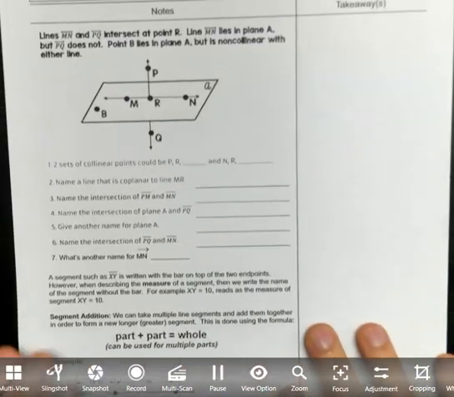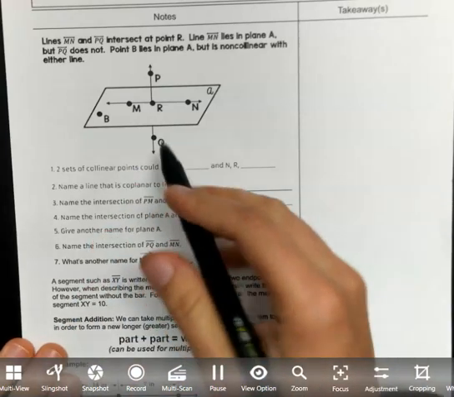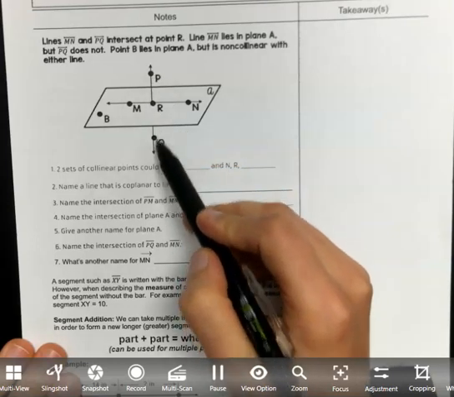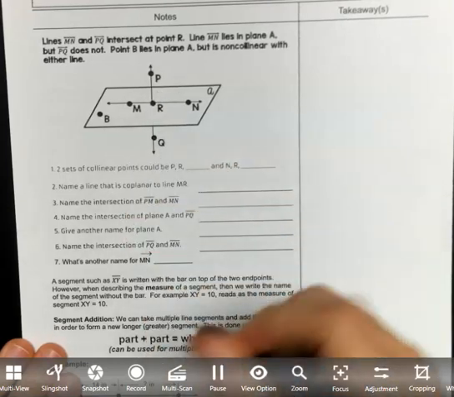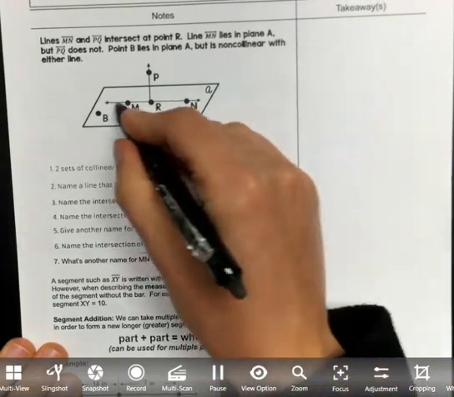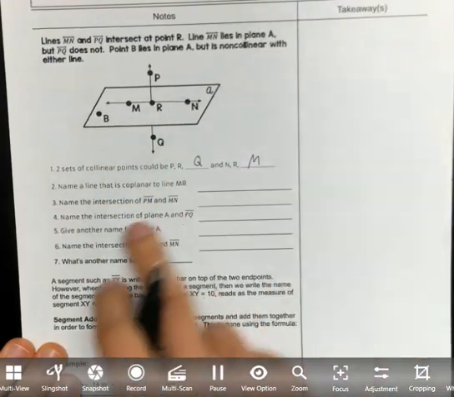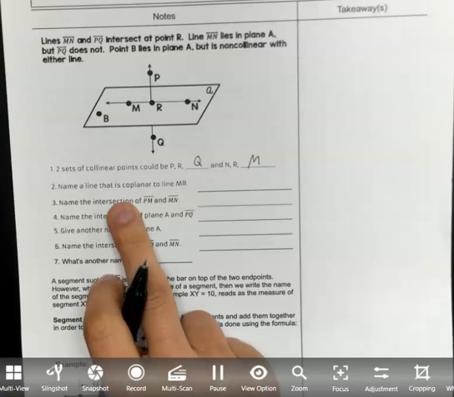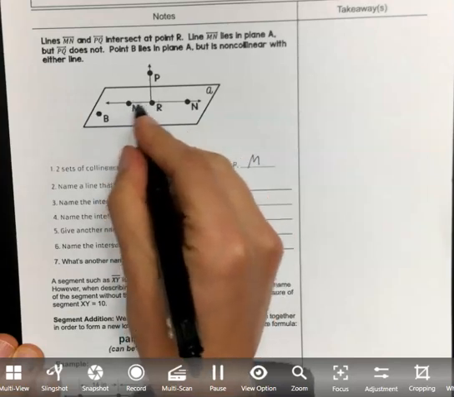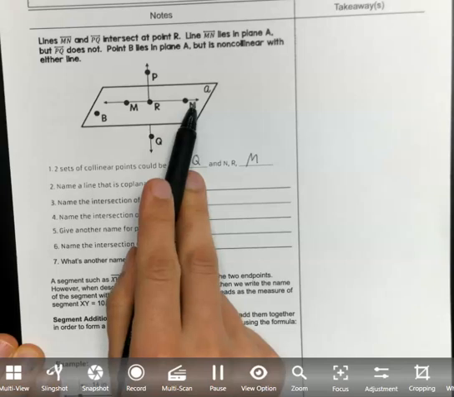Moving on, let's practice this. 2 sets of collinear points could be P, R, and, well, let's see, collinear, all 3 have to be on the same line, so P, R, and Q are on the same line. N, R, and M are all on the same line. Name a line that is coplanar with line MR. Well, let's see. MR is here. I don't see any other line drawn.